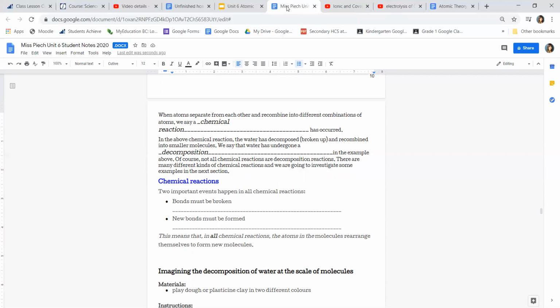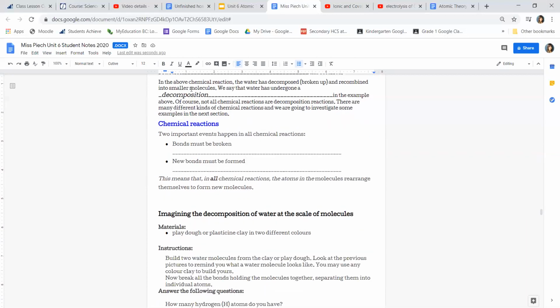I'm hoping that helps make a little more sense, but you only have to go up to where I'm on page 23. Keep in mind yours might be a little different, but the last thing you should have is this part about chemical reactions. As soon as you start imagining the decomposition of water at the scale of molecules, that is as far as you need to go. You don't have to do any more.